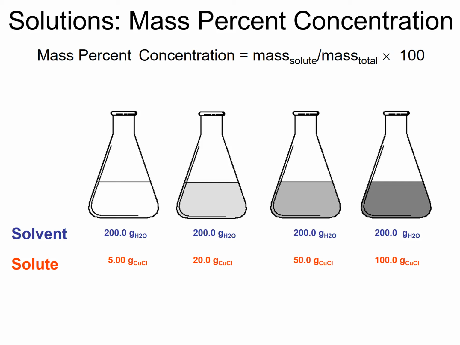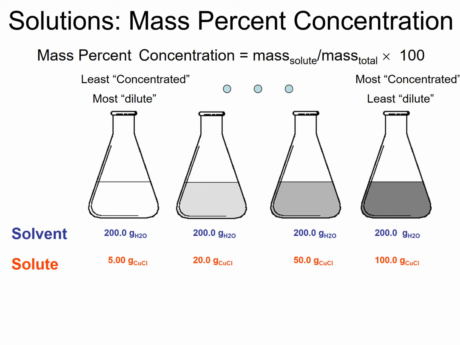We do use words to describe these differences. For example, the words that would apply to the left-hand Erlenmeyer flask would be least concentrated. Another way of turning this around is to talk about how dilute it is, and it's the most dilute, meaning there is a great amount of solvent and only a small amount of solute. On the right-hand side, we have the other extreme. We've got the most concentrated solution, or if you prefer the term dilute, the least dilute solution. These words are used to qualitatively describe differences between solutions.